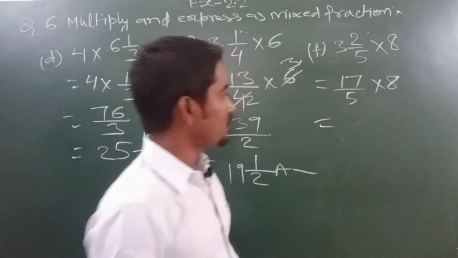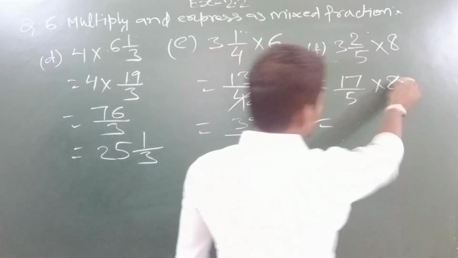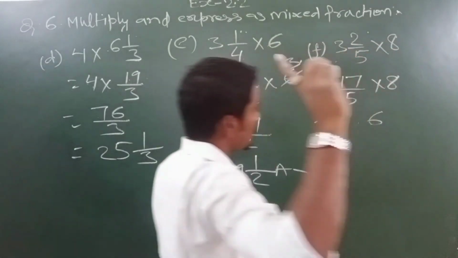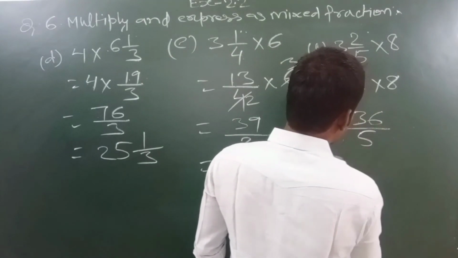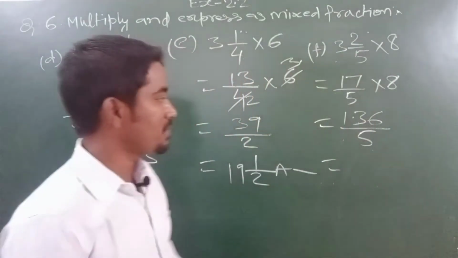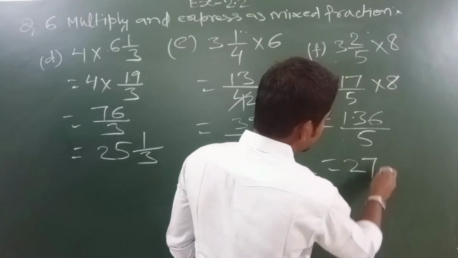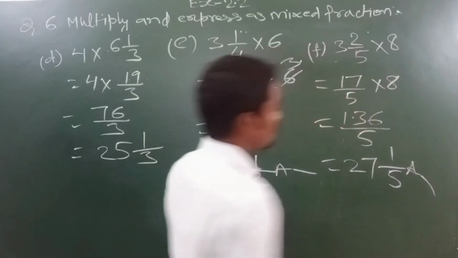Okay, now see common factor, no common factor is there, so multiply the numerators. So 8 7s are 56. Okay, 8 1s are 8, carry 5, 8 and 5 how much? 13, 136 upon 5. Okay, now convert it into mixed fraction. So 5 2s are 10, remaining 3, 36, 5 7s are 35, remaining 1 and 5. So this one will be your final answer.